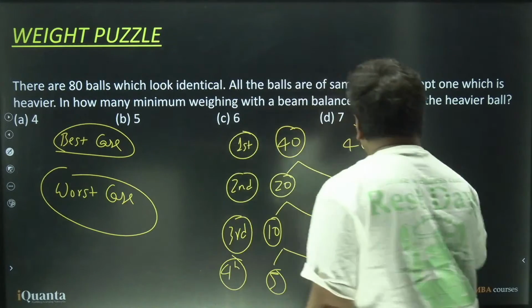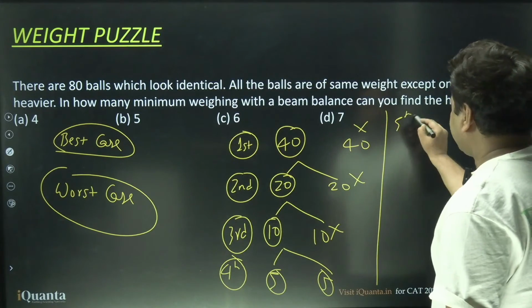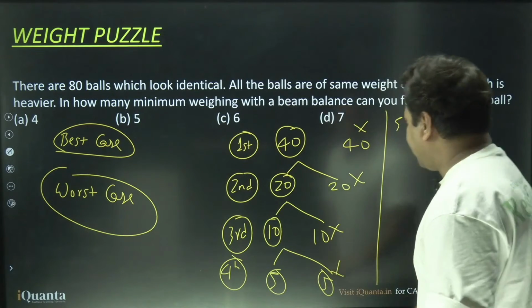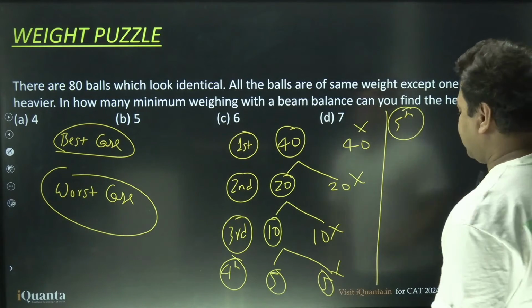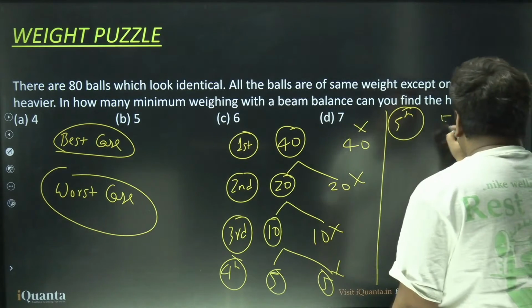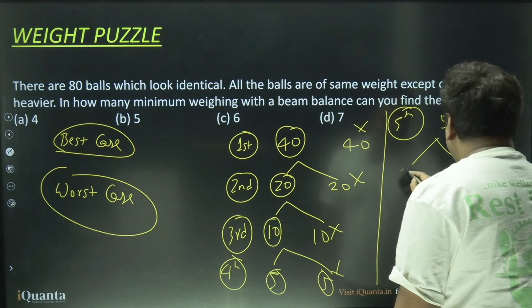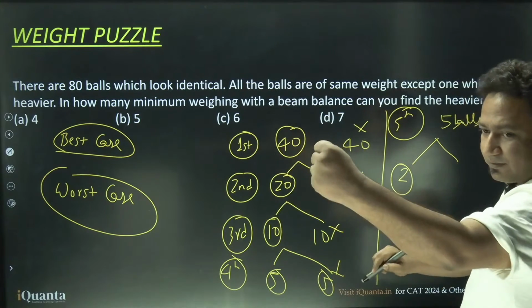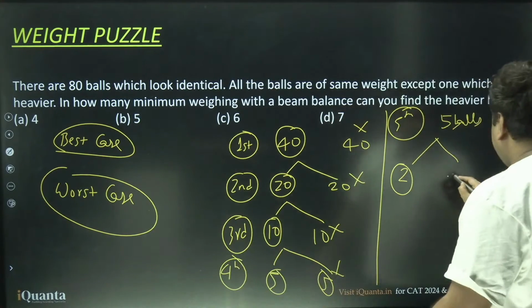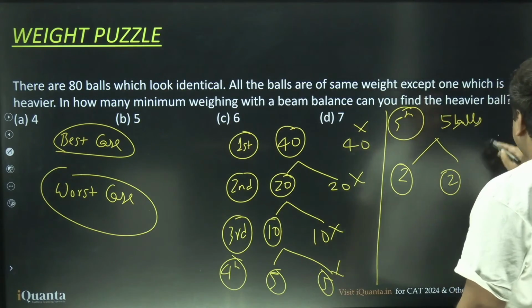Fourth. Now comes the fifth iteration, in which let's say this one is heavier, this is eliminated. In the fifth iteration, we have 5 balls, right? So I can take 2 in one pan. तराजू के एक तरफ दो लिया, एक तरफ और एक को बाहर रखा. All right.